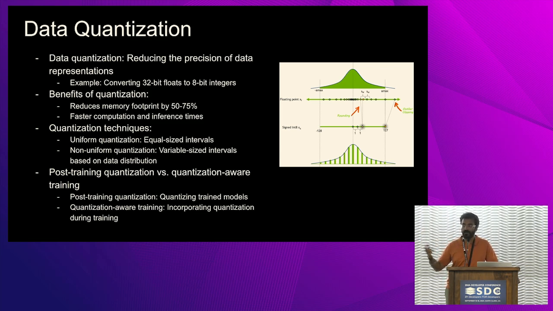There's also bfloat16, which is a variant of float 16, in which the mantissa part is smaller than the float 16 one. If you want to go to CPU instead of GPU for inference, then you would rather convert the float 32 to int 8, because that's what mostly CPUs will work with. There are benefits of quantization. It reduces the memory footprint by 50 to 75%, and there's a lot of faster computation and inference times.